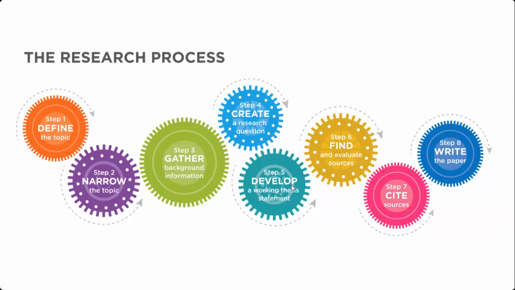Normally for research, especially for PSM, you will have around 3 research questions and 3 research objectives. Then you need to develop a working thesis statement. You need to identify what your research aim is, what the research questions are, what the research objectives are, and so on. And then you will need to find and evaluate sources.